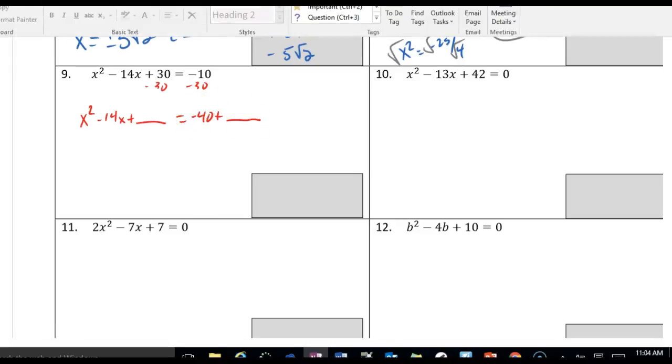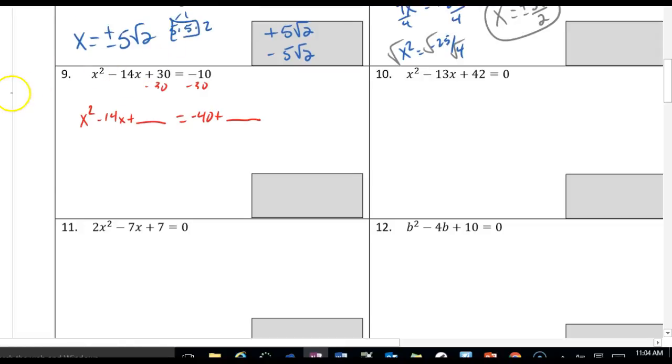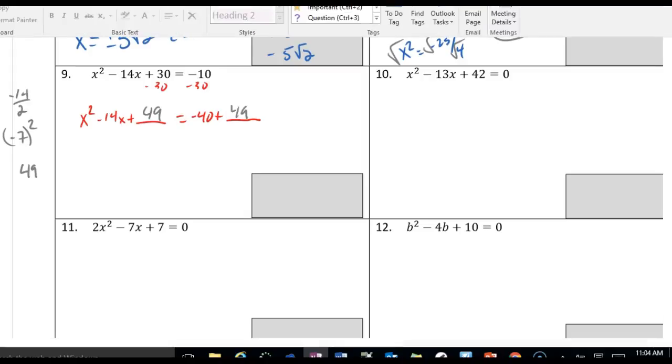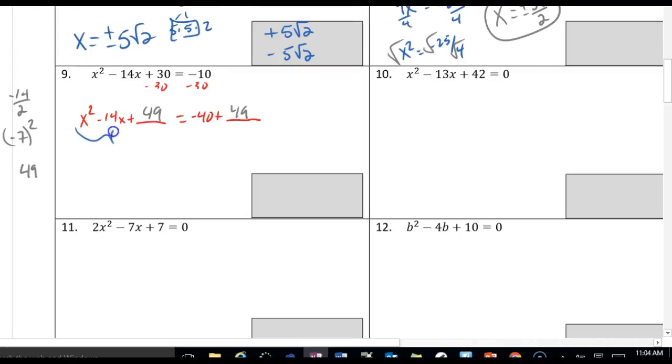Now, I'm giving myself the blank spot available because I have to do half of my b value. Negative 14 divided by 2 is negative 7. I'm going to square that number, and when I square that number, I get 49. That's the number I'm going to plug in here and add to both sides. We do this because we want to simplify this down to parentheses, so it's just going to go x minus that 7 squared equals negative 40 plus 49, which is 9.